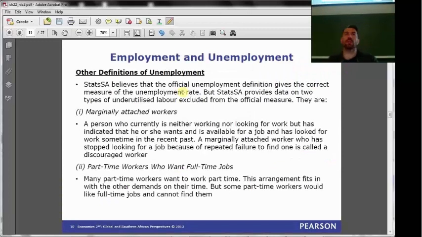So we mentioned the fact that you can be unemployed, and that our primary measure of unemployment is the narrow unemployment rate. We just call it the unemployment rate. So when we talk about unemployment rate, what we mean is narrow unemployment rate or strict unemployment rate. All of those mean the same thing.